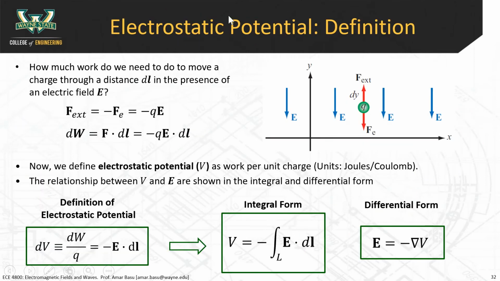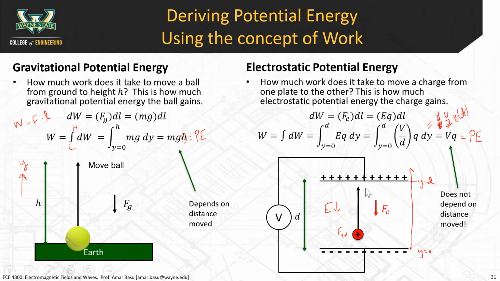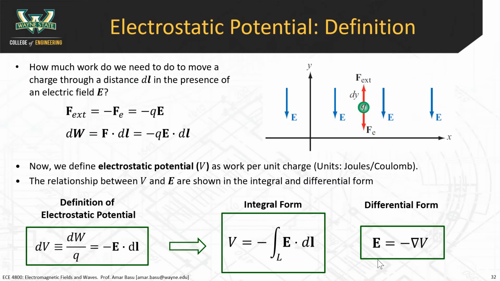Okay, now let's talk about a more general definition of electrostatic potential, because what we did here is we looked at one specific system, the simplest system we can imagine, with just a parallel plate capacitor, a single charge within that uniform electric field. But we have to think about a more general definition that will apply to all situations instead of just the parallel plate situation.